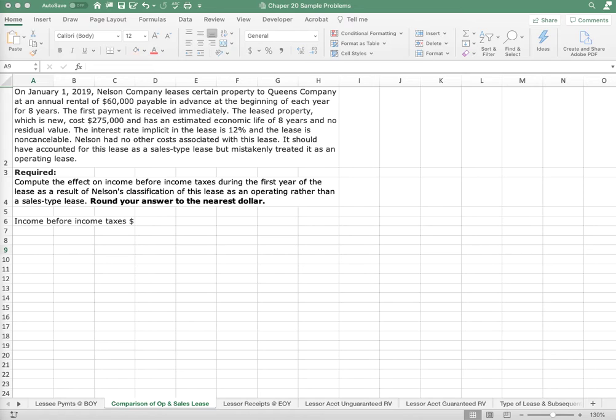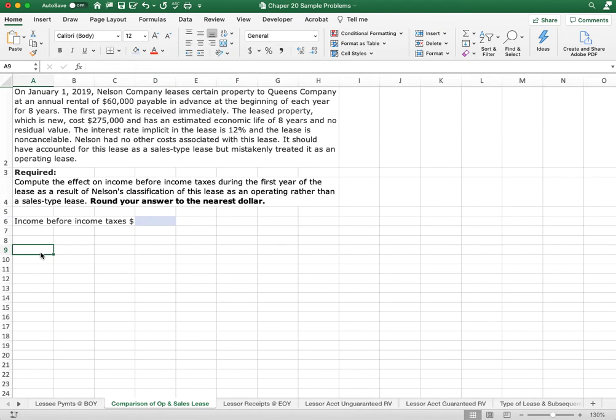Compute the effect on income before income tax during the first year of the lease as a result of Nelson's classification of this lease as an operating rather than sales type lease. Round to the nearest dollar, and then we just have this blank area where we can input our answer. Make this blue.